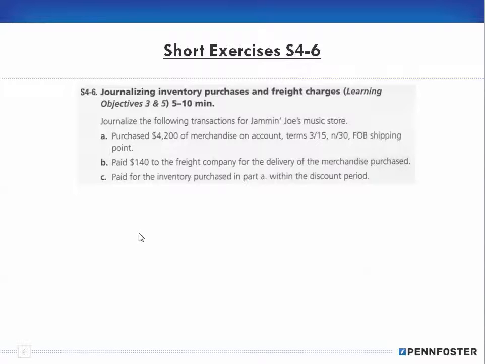Okay, so 4-6, it says here, journalize inventory purchases and freight charges. Journalize the following transactions for Jam and Joe's. All right, so A says purchased $4,200 of merchandise on account. Terms are 3/15, net 30, FOB shipping.